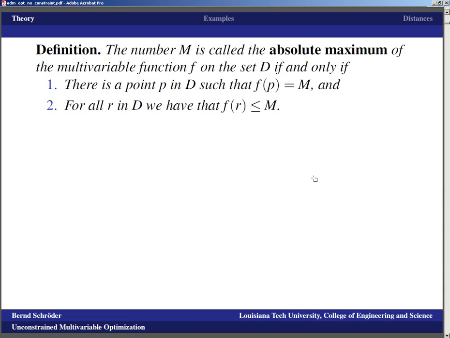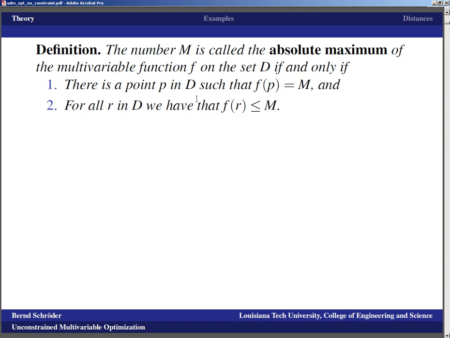If you're interested in the definition of an absolute minimum, well, that's a number so that there is a point q, let's say, so that f of q is equal to that number, and so that for all other points R in D, we have that f of R is greater than or equal to that absolute minimum. So that is not too hard to formulate.